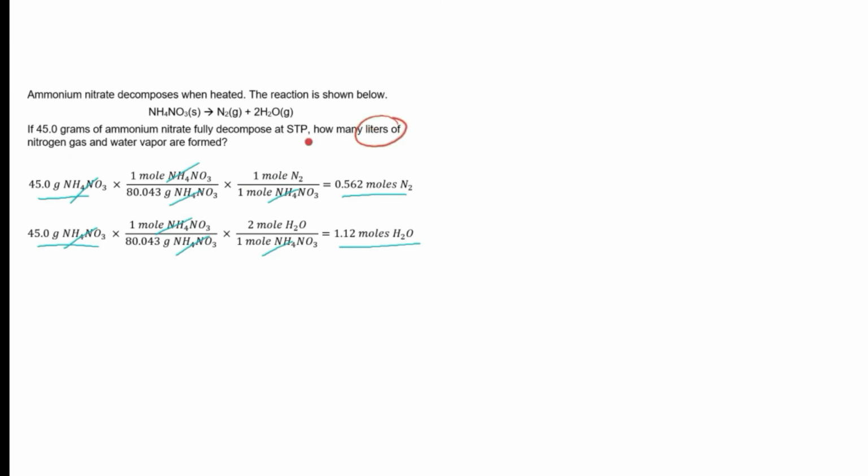It wants liters. Now, the nice thing is we are at STP. When we are at standard temperature and pressure, we know that every mole occupies 22.4 liters. So this becomes a simple conversion. Starting with our moles of nitrogen, here is our conversion factor. Our moles cancel, and we get 12.6 liters of nitrogen.